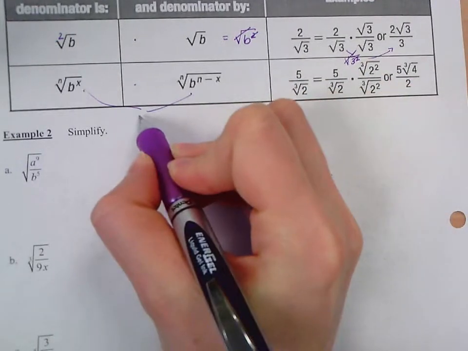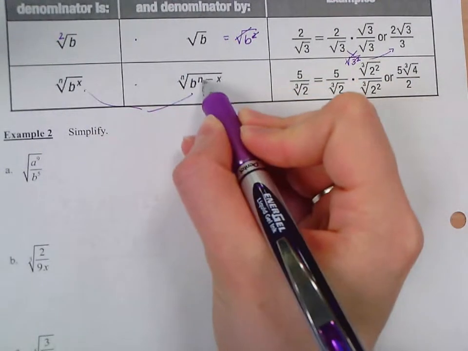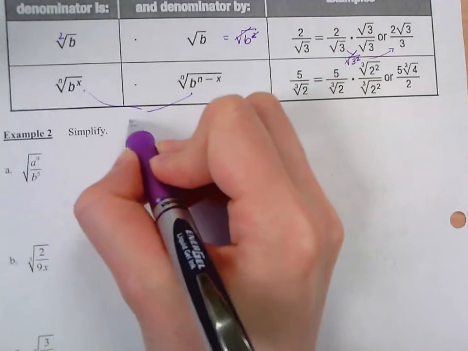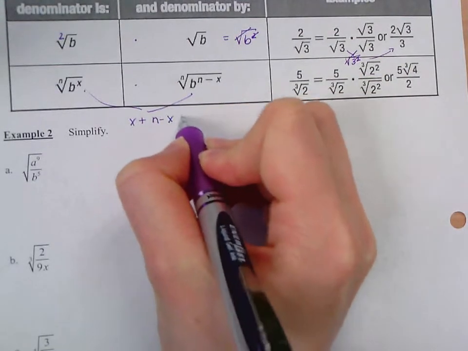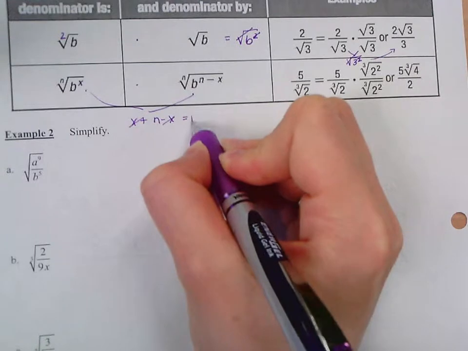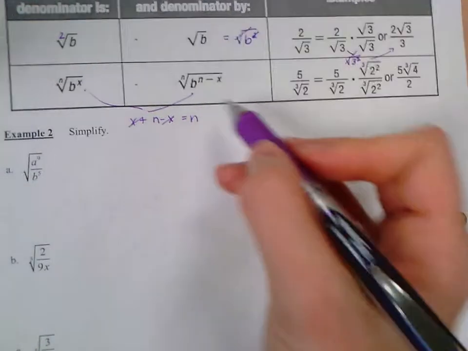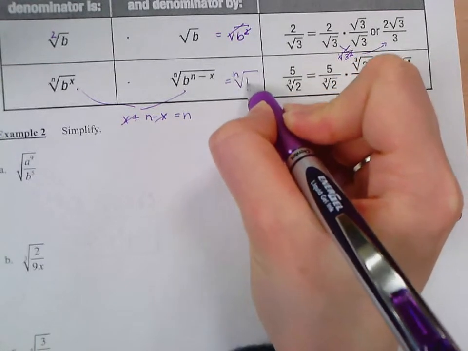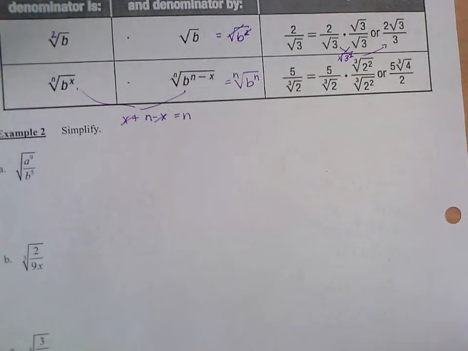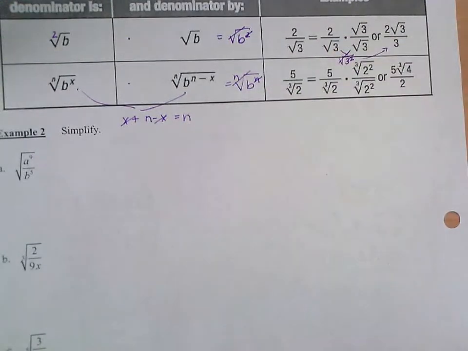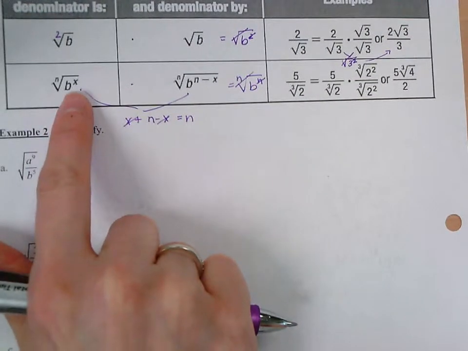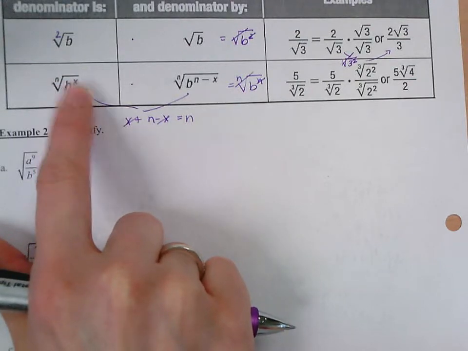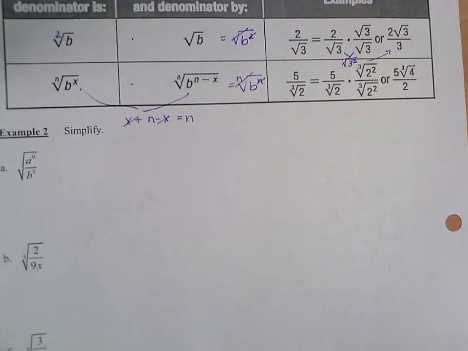So why that is: if I take x and I add to it n minus x, then those x's cancel and it's just n. So what I would get, by multiplying these, is the nth root of b to the n, which then the power and the radical would cancel out. So what you do is you figure out what would it take to get my exponent to equal the index. What would I have to add to it? And that's what you want your new exponent to be.